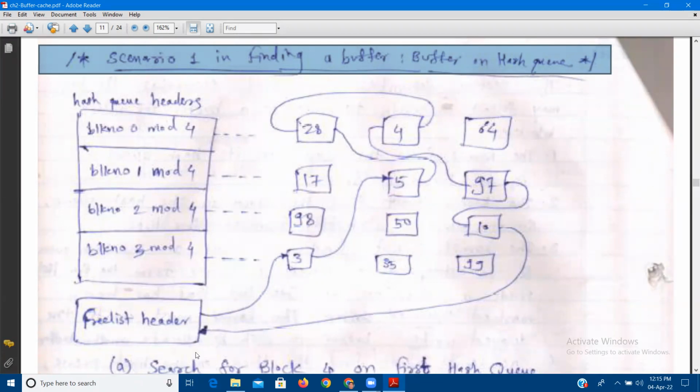Otherwise, draw this diagram. Draw this diagram. This will be the third diagram.